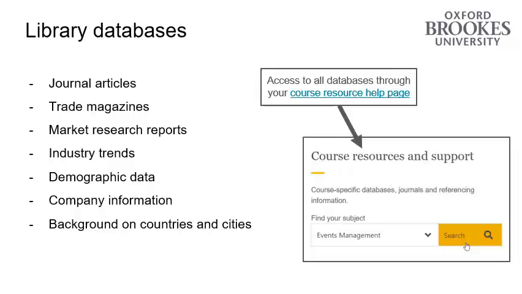You can get access to all of these databases through your course resource help page. So this is linked on the slides, and you can also find it by going to the library homepage. Look for this box that says course resources and support. Choose your subject from the list. Now, events management and marketing actually go to the same page. And there you'll find information on the databases, links to those databases, and video guides on how to use them.